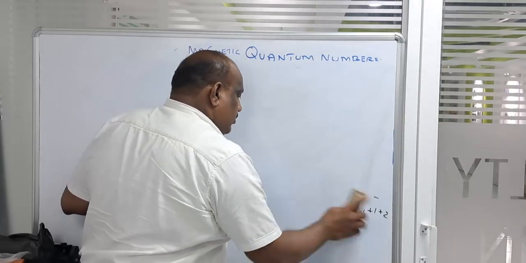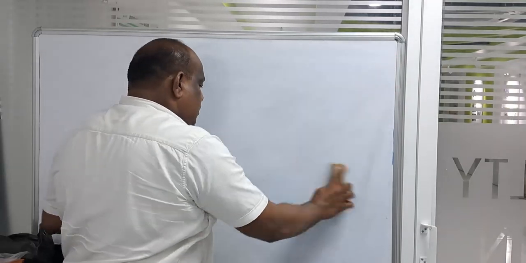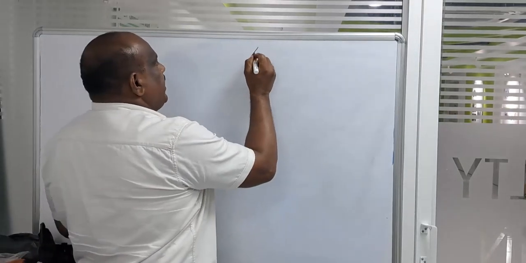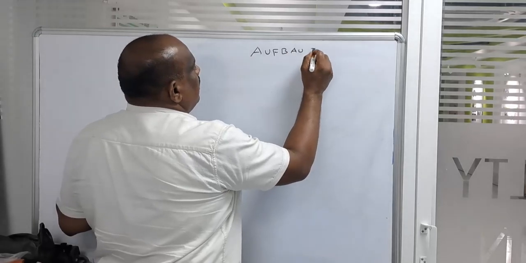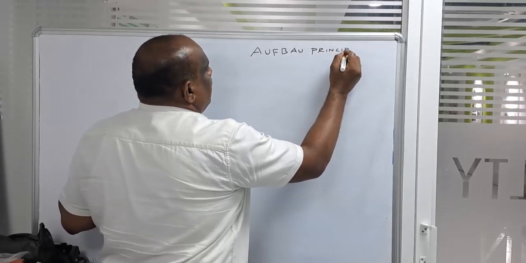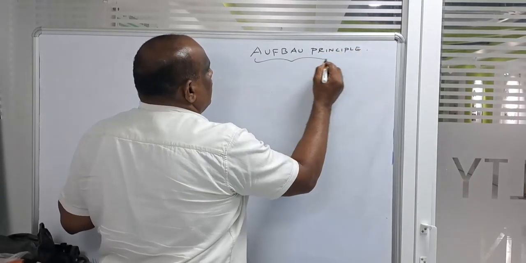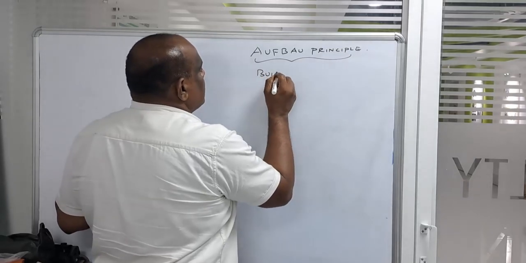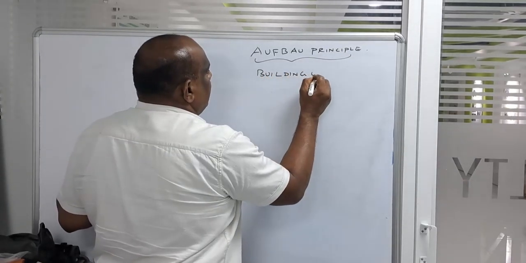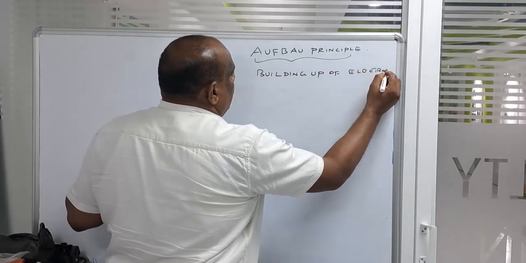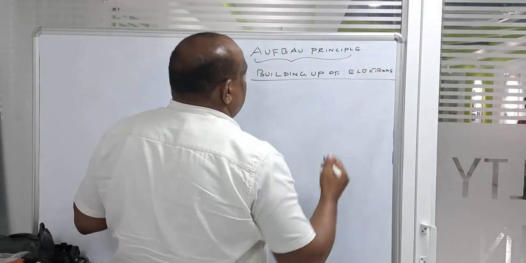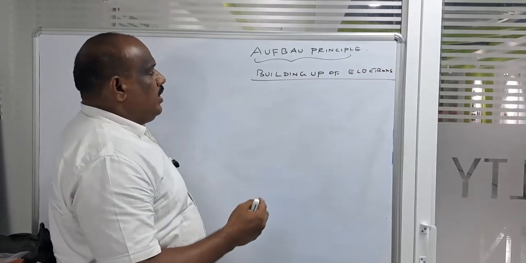Now, there is a principle called the Aufbau principle. It will be quite interesting. This principle is also called the building up of electrons. The building up of electrons will take place in this order.